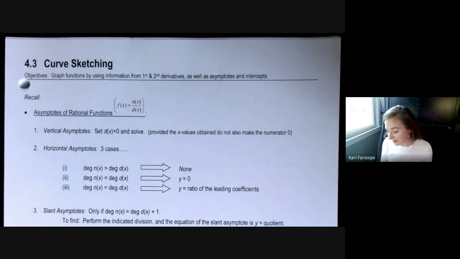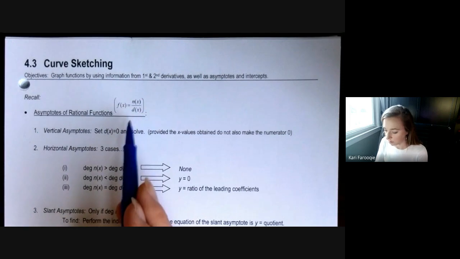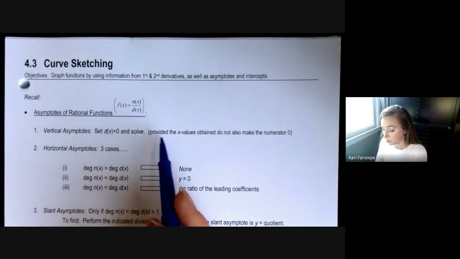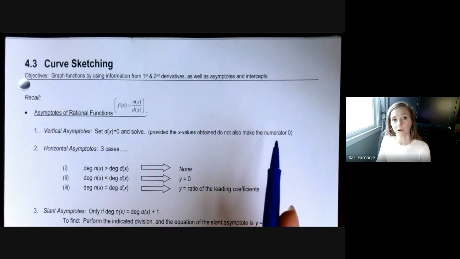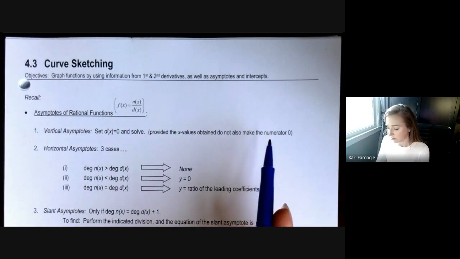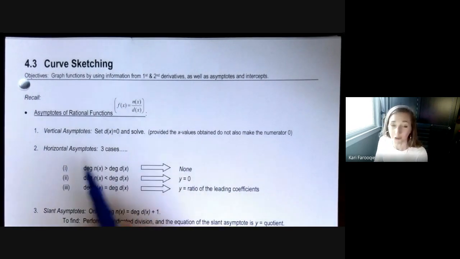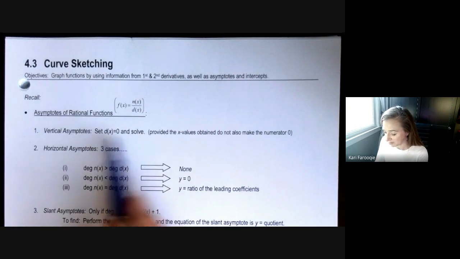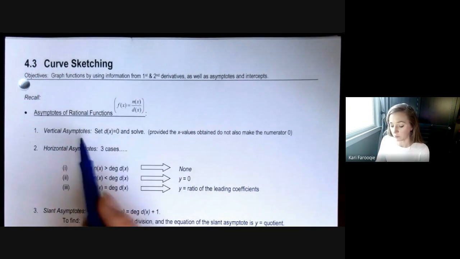It really is. All right, so recall asymptotes of rational functions. We have two different types. One of them is a vertical asymptote. We're going to set d of x, which in this case is your denominator, equal to 0 and solve. Now, this is provided the x values obtained do not also make the numerator 0. 0 over 0 is indeterminate. It does not give you a horizontal asymptote or a vertical asymptote. Or horizontal asymptote, I meant to say vertical. So we're setting the denominator equal to 0 and solving for values of x. That's how we get vertical asymptotes.